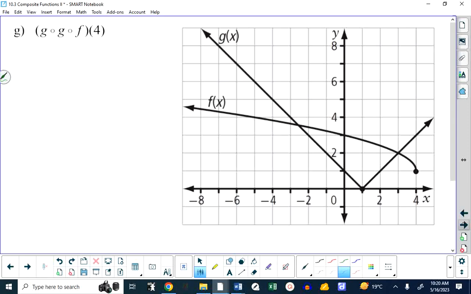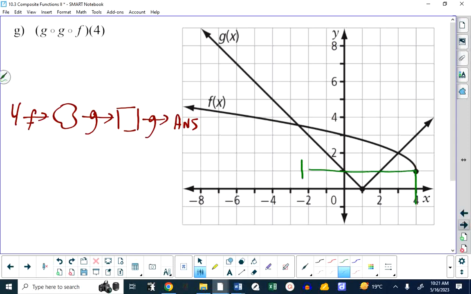Let me do the flow chart. This says 4 goes in through F, then the result goes through G, then the result goes through G another time, and this is our answer. So when I put 4 into F, F is the curve. I put 4 in, 1 comes out. 1 has to go into G. So here's 1. G is the absolute value function, so what comes out is 0. 0 now has to go in for G. 0 is an x-coordinate of 0, which is here. What comes out is 1.